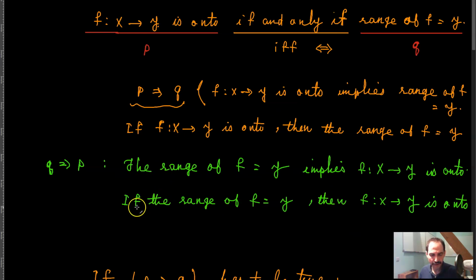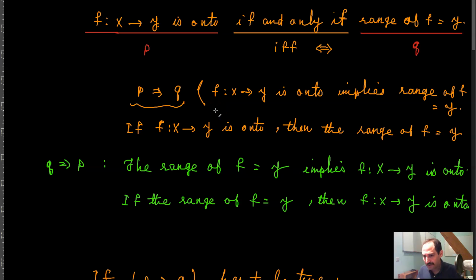And when I say if the range of f is equal to y, then f as a function from x to y is onto, what that means is that if this statement is true, then this is necessarily true. This has to be true, otherwise this cannot be true, right? And we have talked extensively about these kinds of implications, so I hope you understand them.